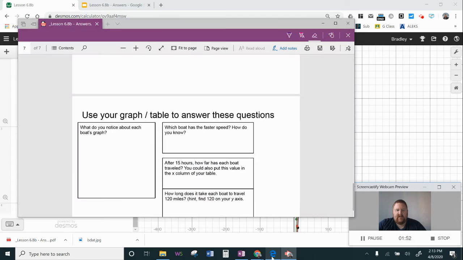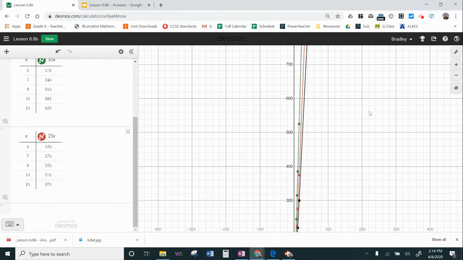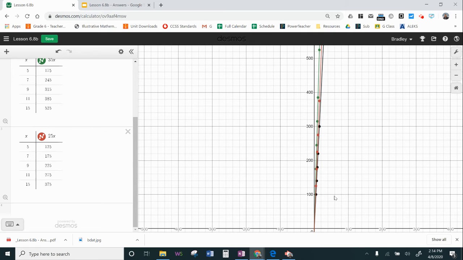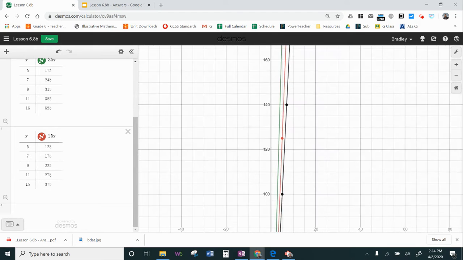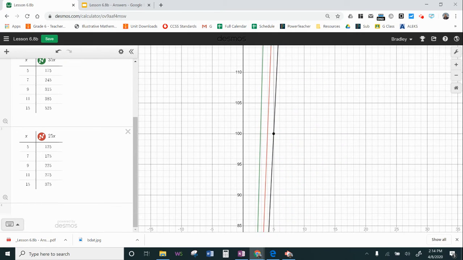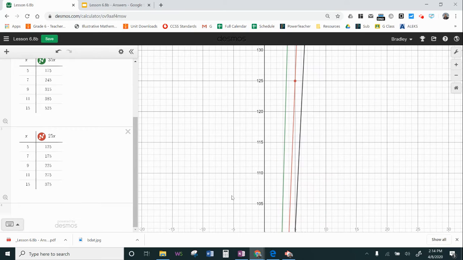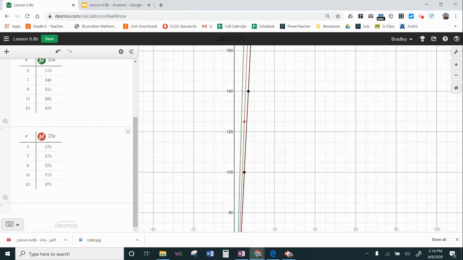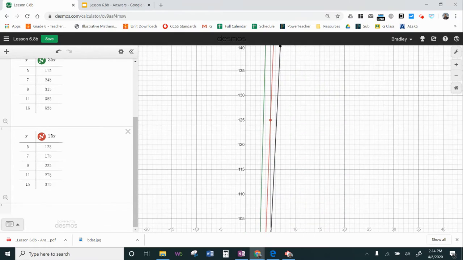Okay, so let's take a look at the last couple of questions. What do you notice about each boat's graph? Well, I can notice that they are going quite fast. They're covering a lot of distance over a short amount of time. I can see that they're quite steep. I might need to zoom in, and you can use the zoom button on the side. Notice when you zoom in, the axes down the bottom, the x-axis and the y-axis, their values change. So we had 5 down the bottom here. If we zoom out, that becomes 10 and 20. Okay, so that's one way that you can zoom around here.